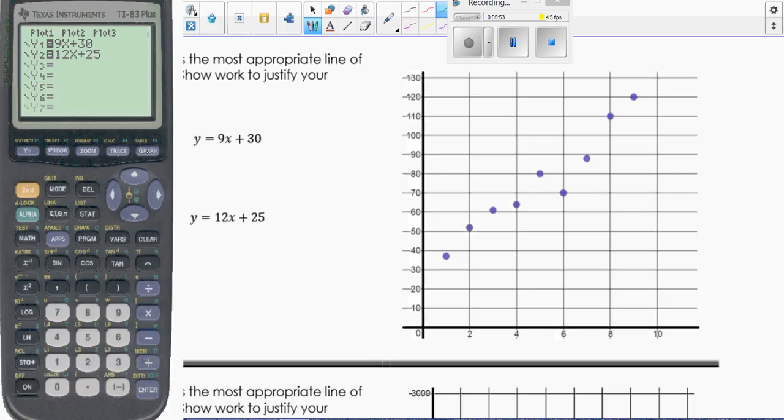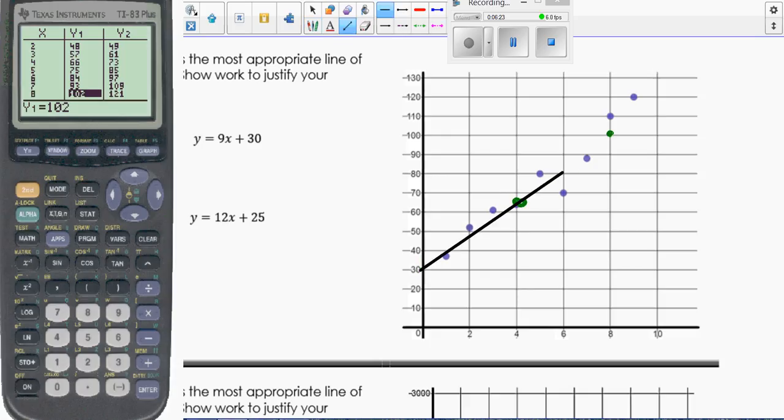So I'll go to my table of values. I'm going to plot the first equation. I know that I'm going to start at 30 right here, so 0, 30 puts me here. Then I'm going to space them out a little bit, and go 4, 66. I'm going to go 8, 102. And that puts me right there. So that one follows the data pretty well. That's probably our equation, but we need to check the other one as well.